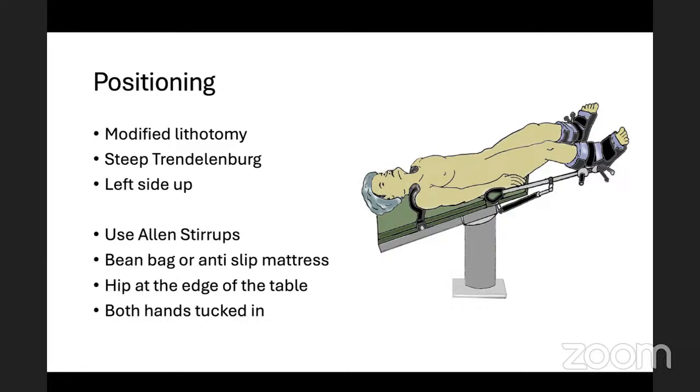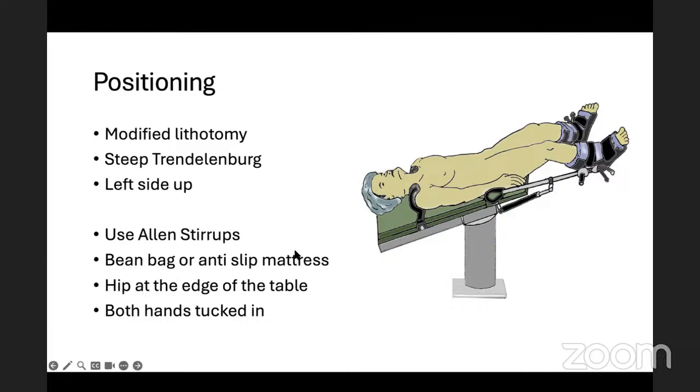We have to have some kind of an anti-slip mechanism on the table, because when we give steep Trendelenburg, the patient slips down. A bean bag or an anti-slip mattress is ideal. The hip really should be at the edge of the table. If the patient slips and the hip is not at the edge of the table, we'll find it difficult to staple. And both hands should ideally be tucked in so that we have enough space for us to operate.